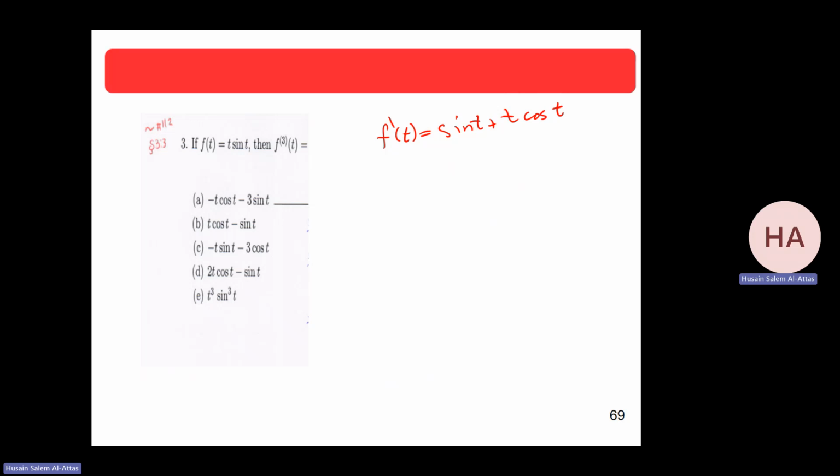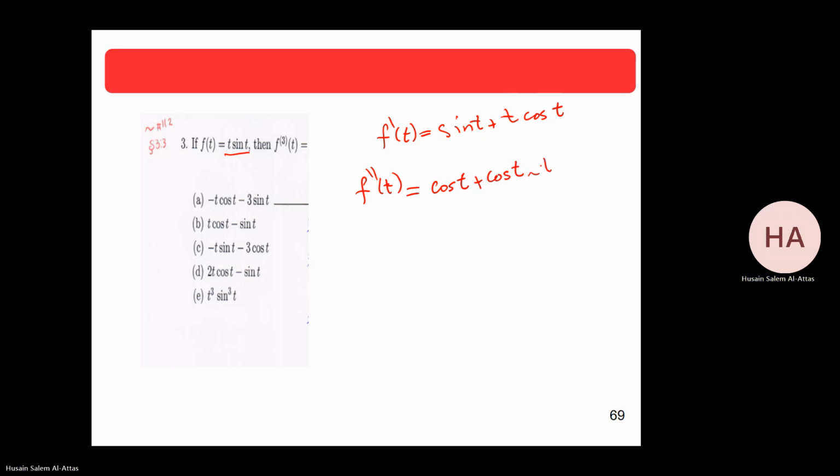Product rule, just apply the product rule. Do it again, second derivative. Then third, let me do the third, all the 3 derivatives. That will be cosine t. Here I have what? Cosine t minus t sine t.